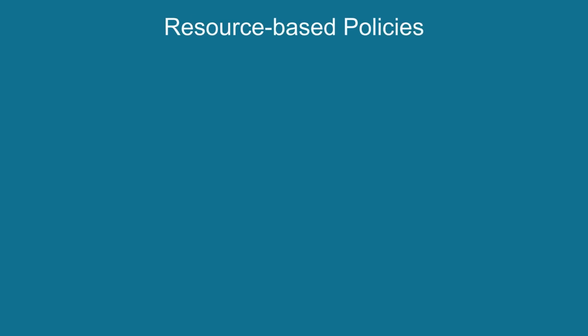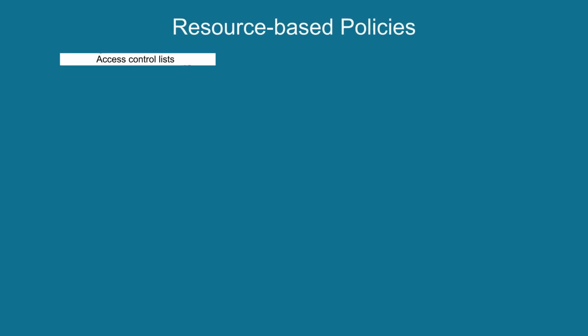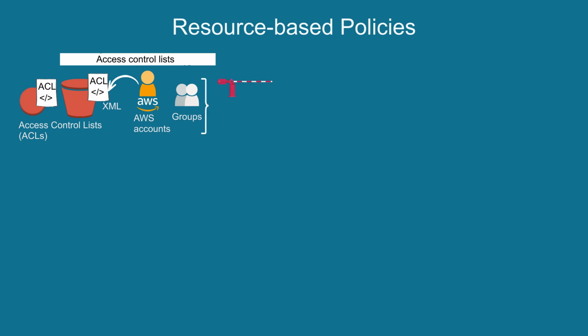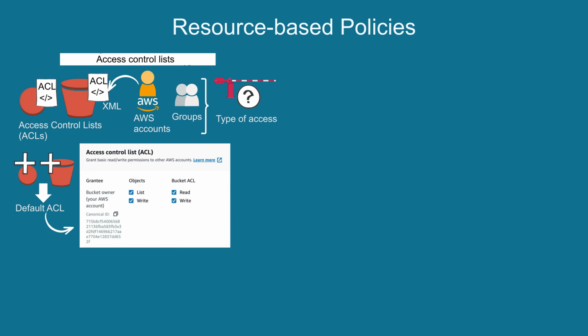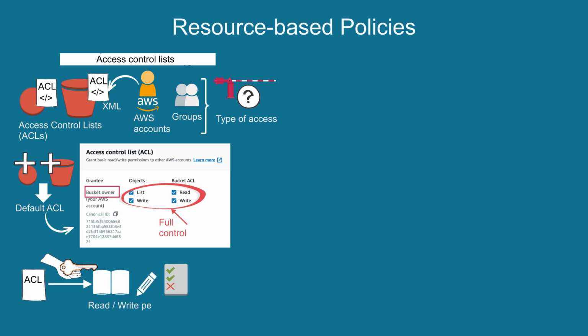First, let's look at resource-based policies. Access control lists. Each bucket and object have an access control list, an ACL, associated with it. Access control lists use Amazon S3 specific XML schema. It defines which AWS accounts or groups are granted access and the type of access they have. When you create a bucket or an object, Amazon S3 creates a default ACL that grants the resource owner full control over the resource. You can use access control lists to grant basic read-write permissions to other AWS accounts.